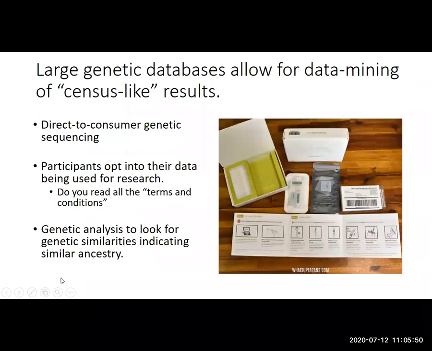Now, having talked about this in terms of a population census, like we do within the United States, let's bring it back to what we're talking about. Bring it back to the genetics, the DNA, the information that's available there. So we've got these direct-to-consumer genetic sequencing kits. And we've got an example of one over here. This looks like an Ancestry kit here.